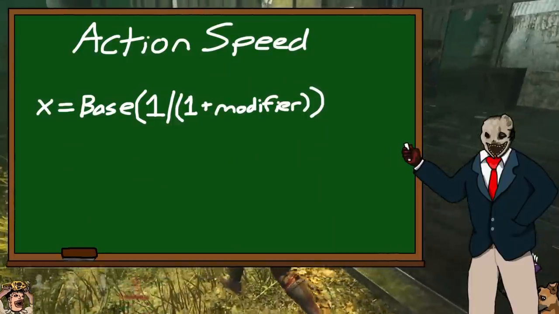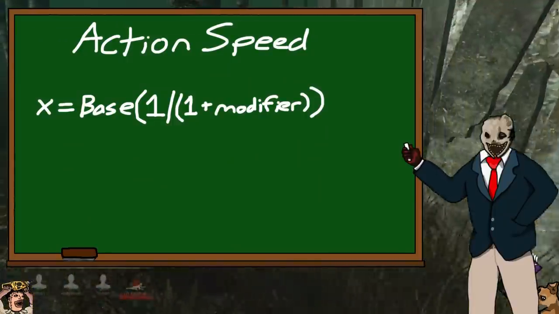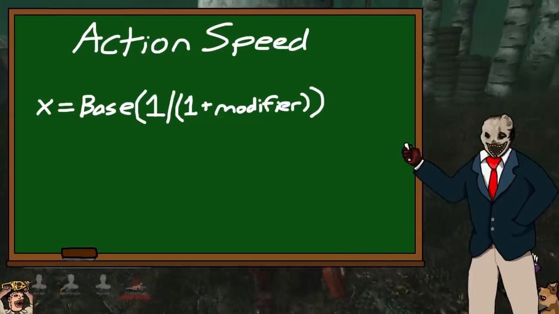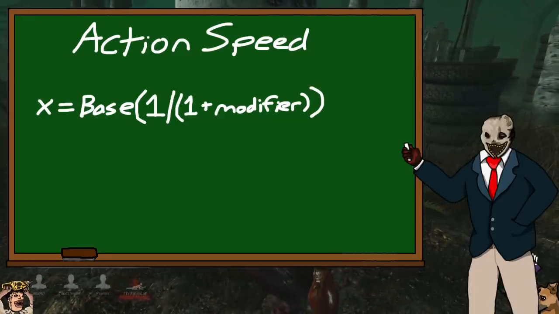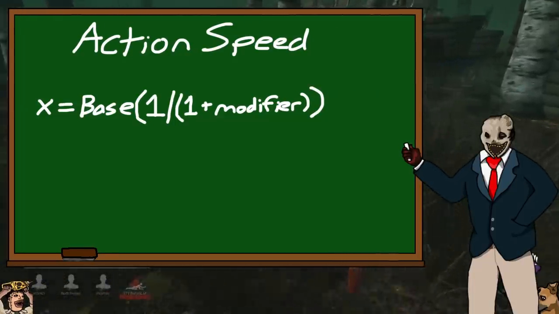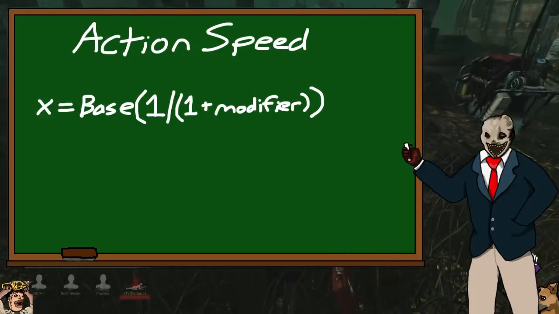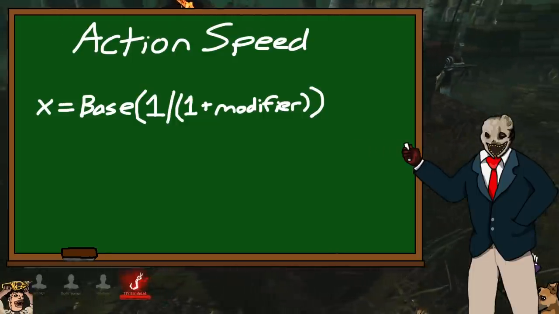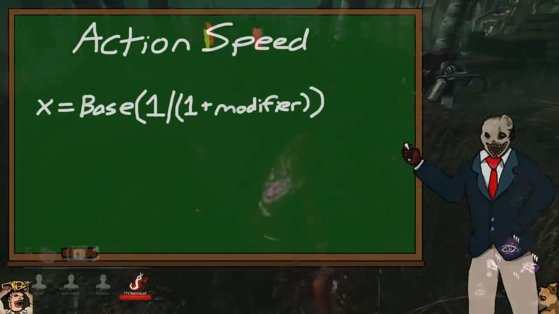So here's the formula up on the screen right now. The formula is as follows. The result of the total time that you'll be taking to do whatever action is equal to base time times 1 divided by parentheses 1 plus the modifier, end parentheses.